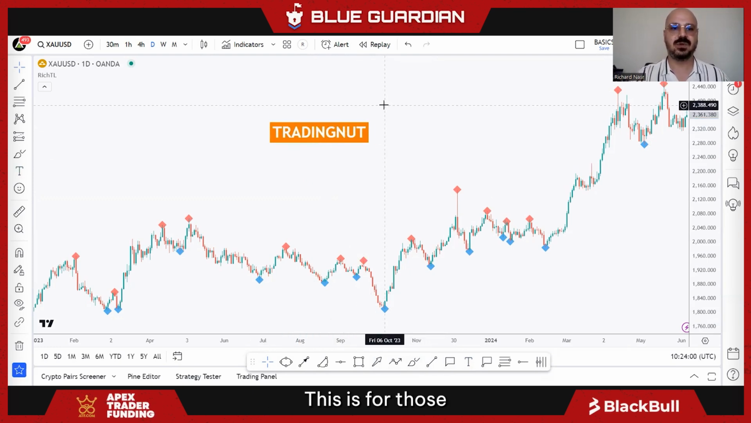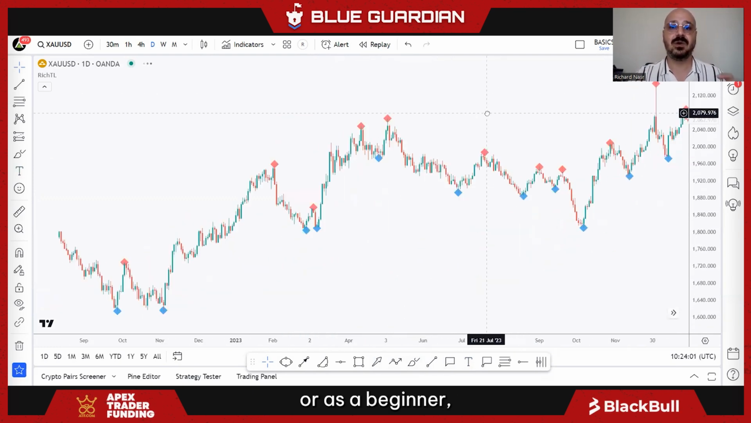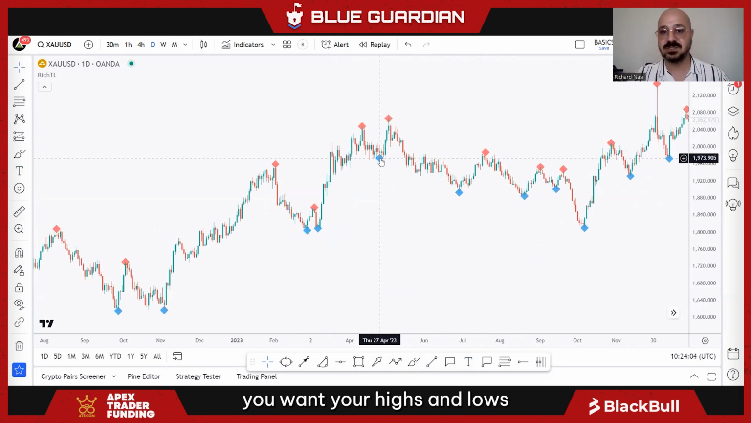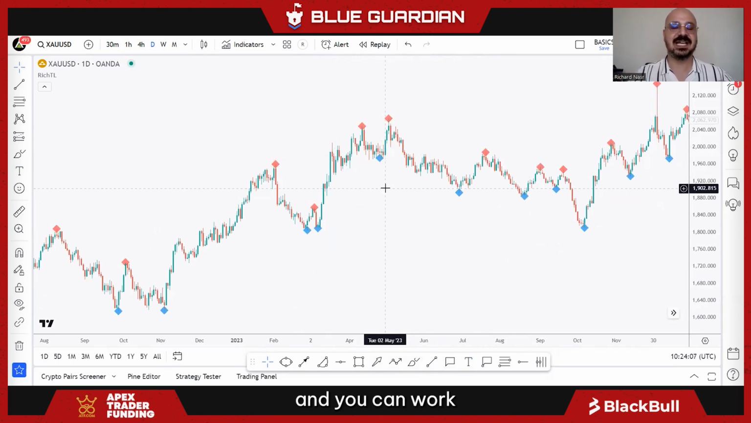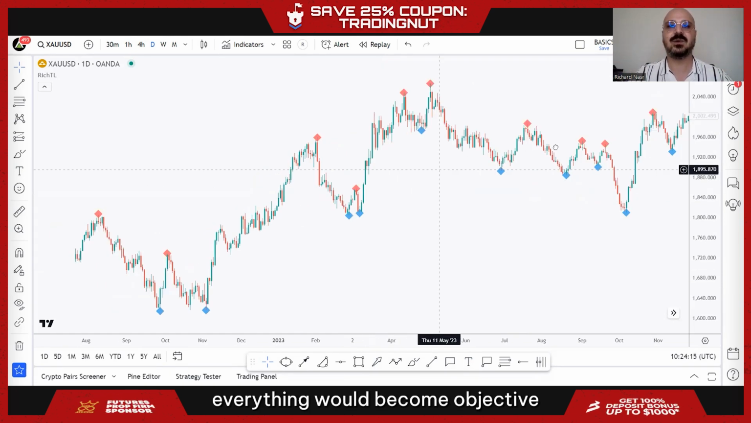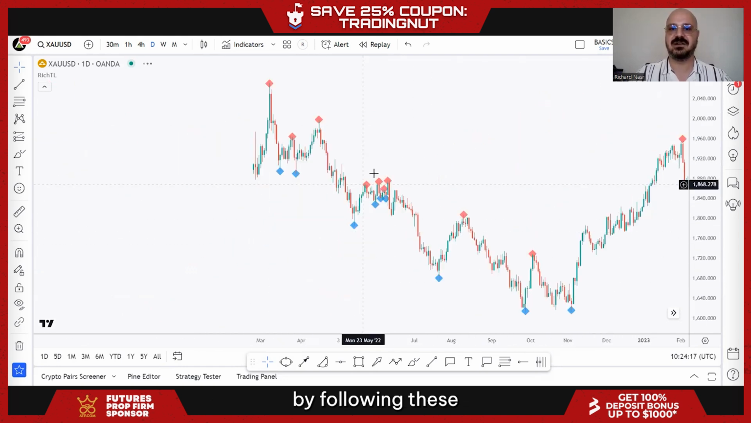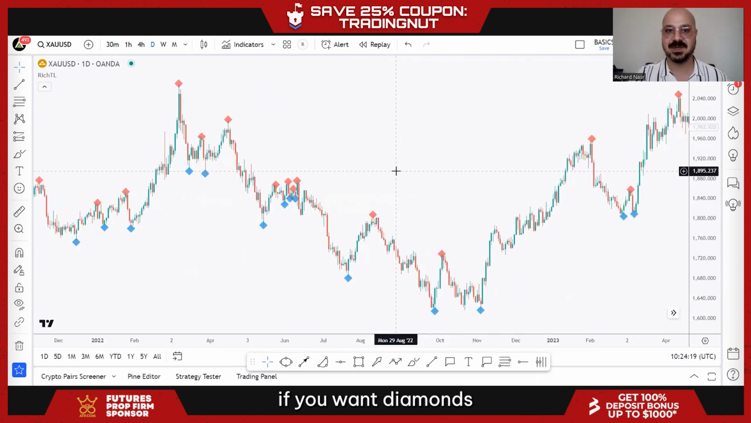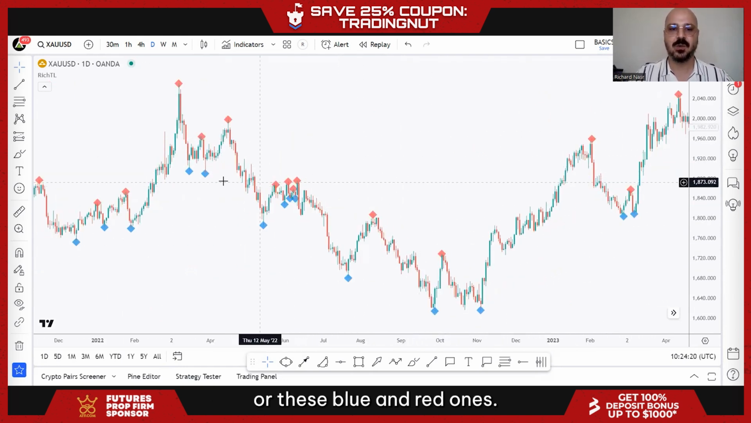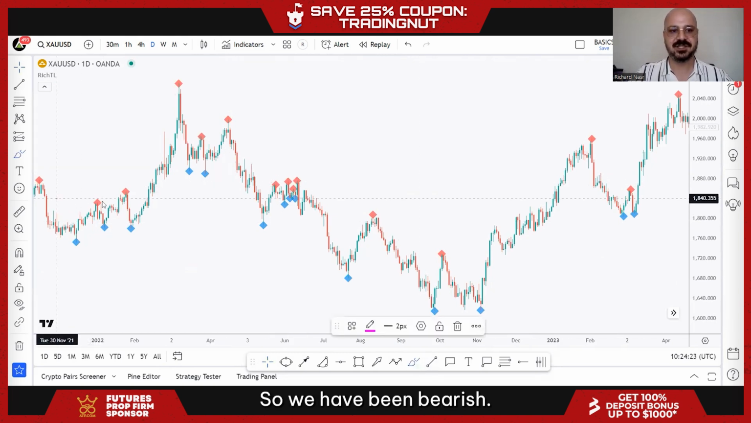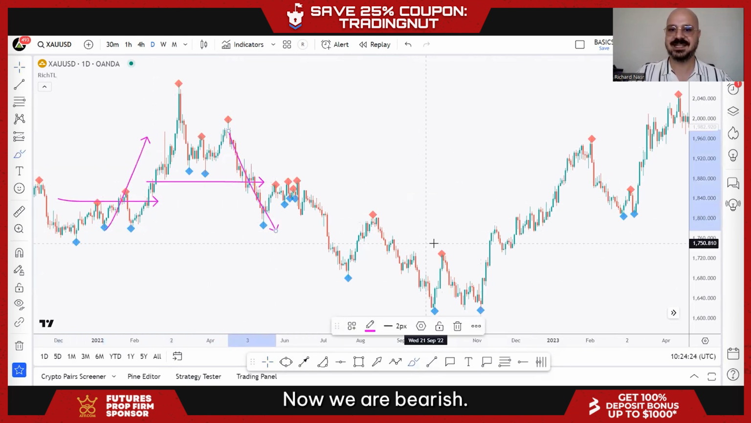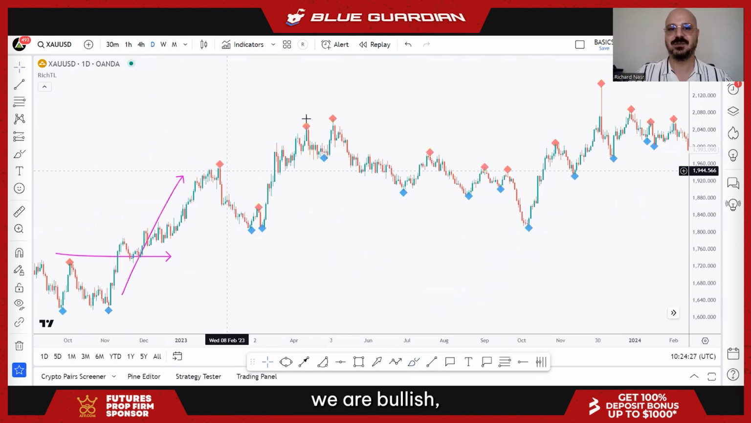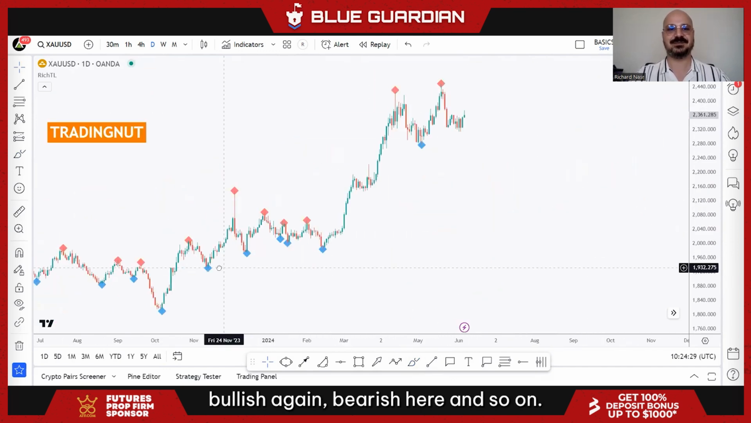This is for those who would like to take it to the next level, or as a beginner, want your highs and lows to be objective, and you can work with these objective ones to draw objective patterns, objective trend lines, support, resistance, supply zone. Everything will become objective by following these diamonds or these blue and red ones. So we have been bearish, now we are bullish, now we are bearish. As you can see, now we are bullish, bullish again, bearish here, and so on.